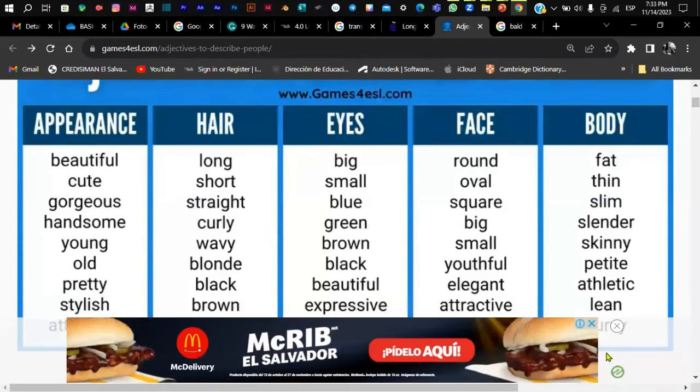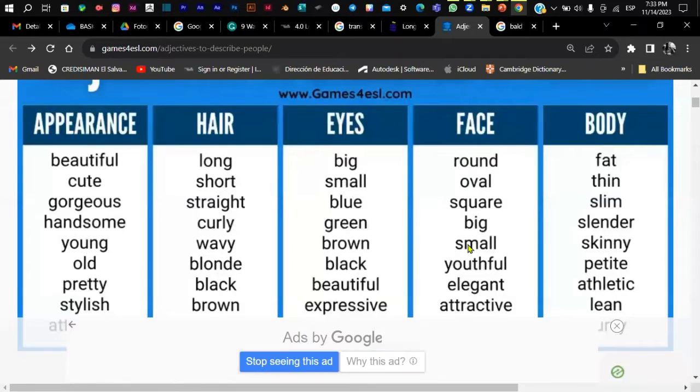And next is square, is more youthful. What is youthful? Como alegre, right? Yes. Next. Elegant face. Elegant face, yes. Or attractive. Or attractive. Okay.